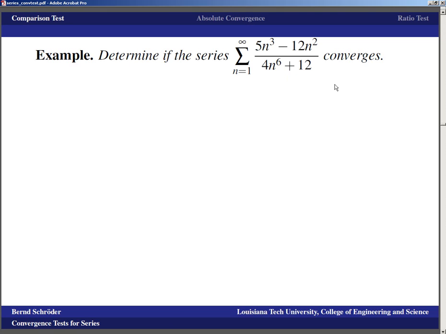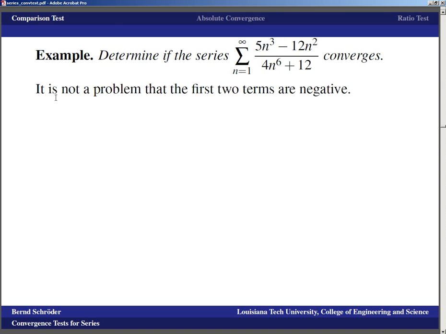Now, one of the things we know about the comparison test is that it applies to series with positive or non-negative terms, and we can see in this series that for n equals 1 we get 5 minus 12, which is negative 7. For n equals 2, the computation is a little bit harder, but we get 5 times 8 minus 12 times 4, which is 40 minus 48, which is negative 8. And only when n equals 3, we get 5 times 27 minus 12 times 9, which is 135 minus 108, which is positive. So only once we're at n equals 3 and higher will we have positive terms here.